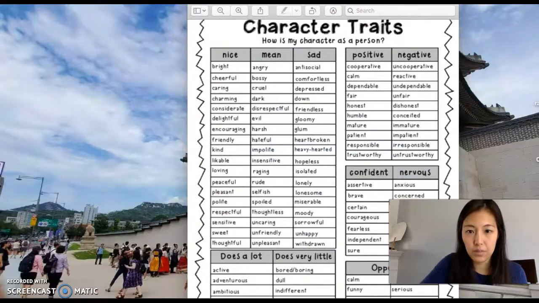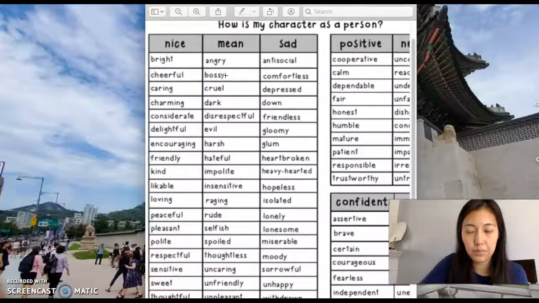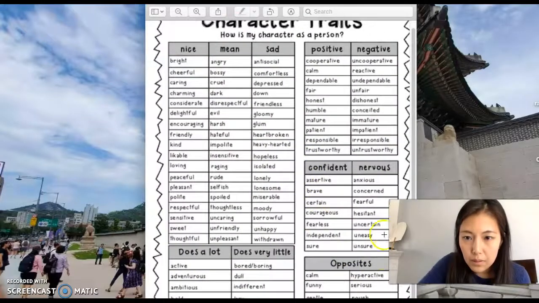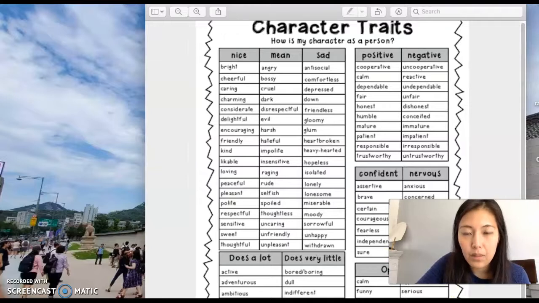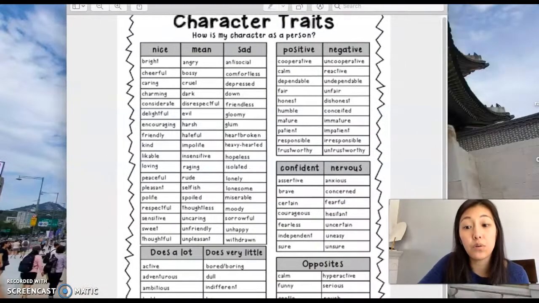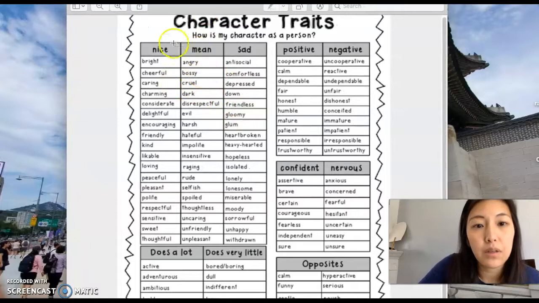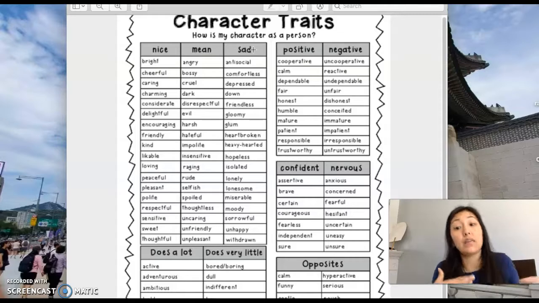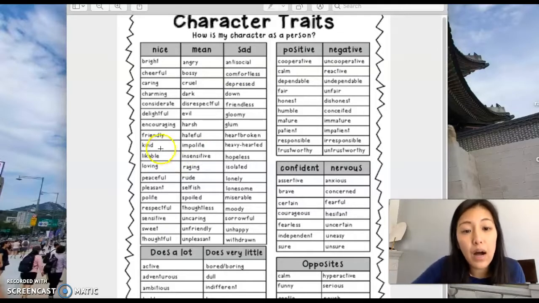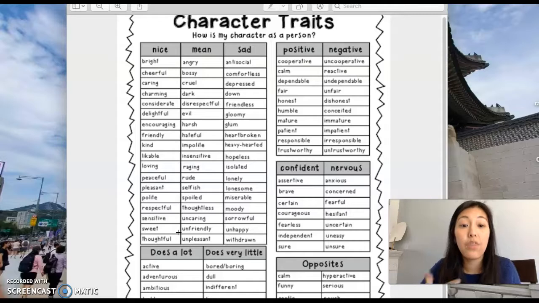Give Mrs. Pizza 1 second. If you can see here, oops. This will all be on the Google Classroom. So you can see, boys and girls, we have the word nice, mean, and sad. There are other words to use besides nice. Okay, we can see kind. I'd love to see some other words, sweet, thoughtful.